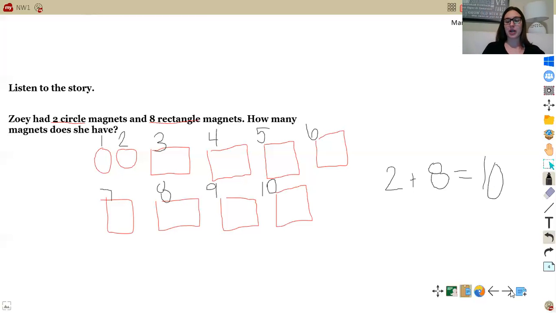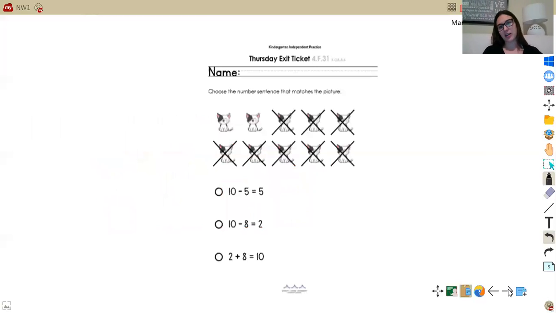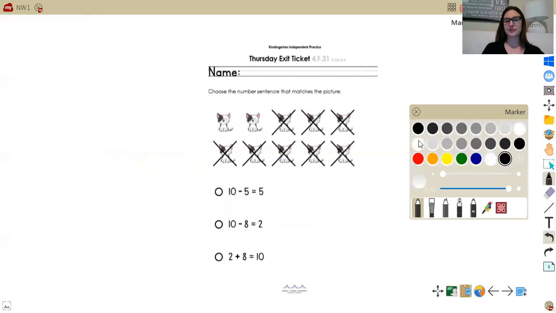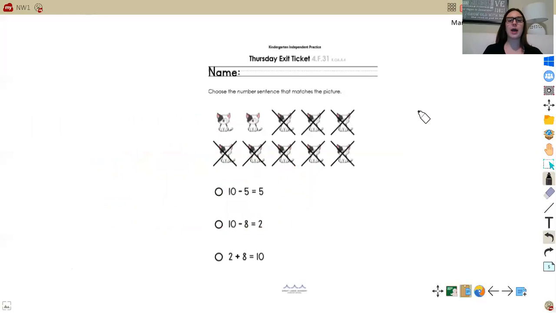Now it is time to do our exit ticket. Just like all the other exit tickets, go ahead and pause the video and complete it on your own. Come back and we will do it together. Okay, scholars, now that you have done this on your own, let's go ahead and check to see if you are right. Choose the number sentence that matches the picture.